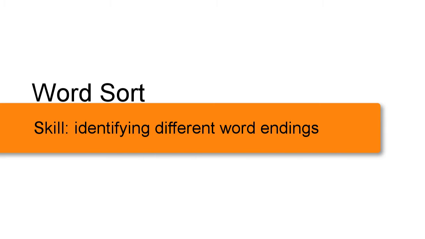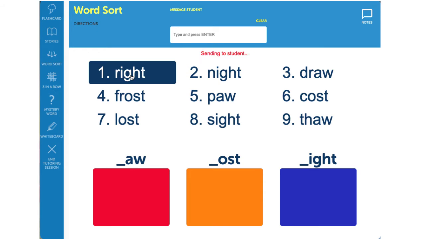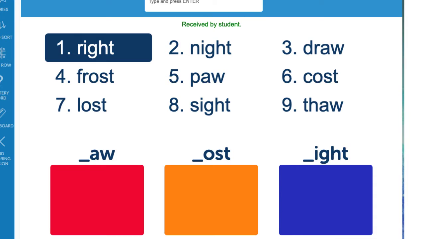In the word sort activity, students will practice sorting words based on their word endings. This is great practice for students learning how to sound out words. As the tutor, you will select the word from the list of 9 words you'll see above coloured boxes. Your student will see the same word on screen, but will only see one word, not the menu that you have. Ask your student where the word belongs based on the word ending.